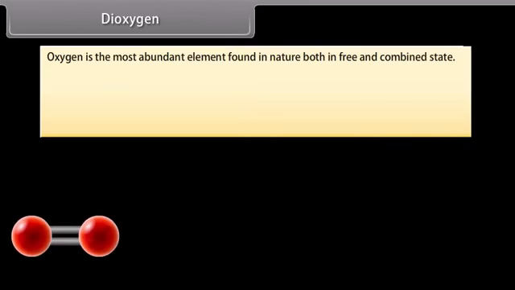Dioxygen. Oxygen is the most abundant element found in nature, both in free and combined state. Nearly all rocks, clays and many minerals contain a high proportion of oxygen. Preparation of dioxygen can be done by the following methods.